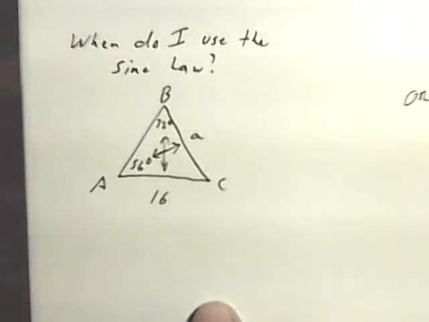In this case, I want to solve for the side length A. Since I'm looking for a side length, I'm going to write the sine law with the sides on top. That will save me a multiplication at the end.